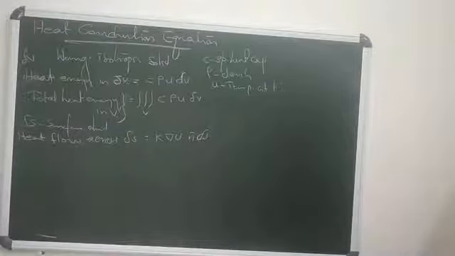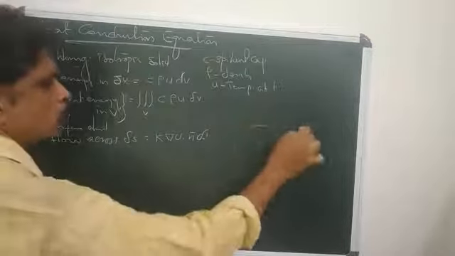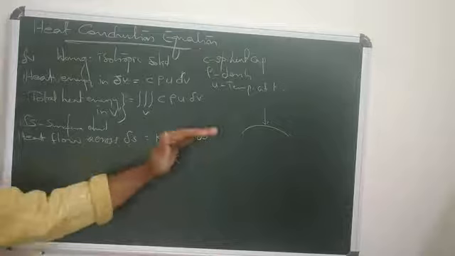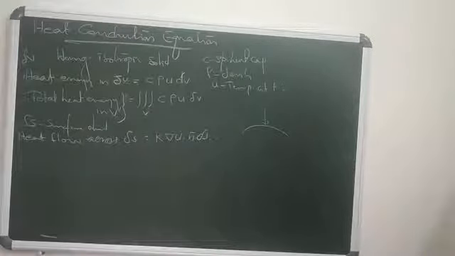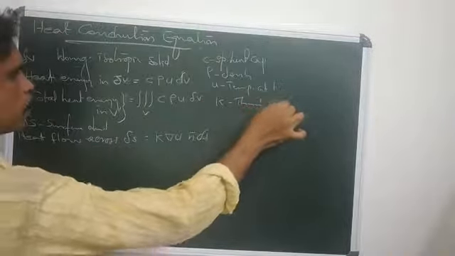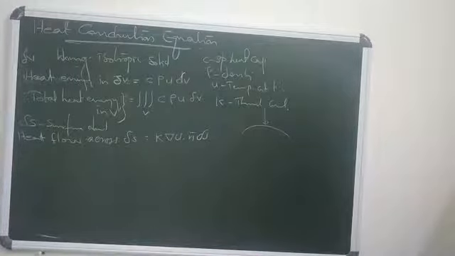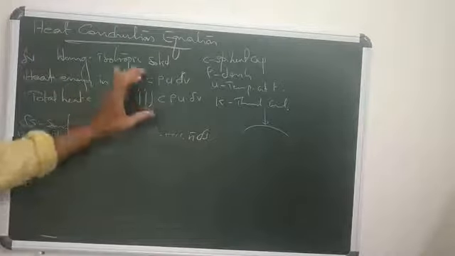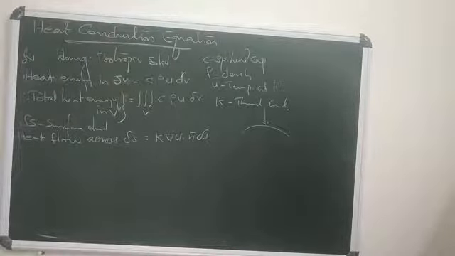What is N? N is the outward drawn normal to the surface, because heat always flows normal to the surface. And K is the thermal conductivity. So the heat flow across delta S is K grad U dot N dS, where N is the outward drawn normal to the surface, because heat always flows normal to the surface, and K is the thermal conductivity.